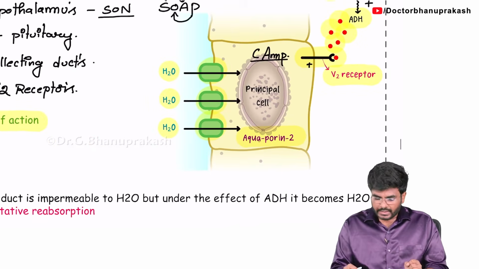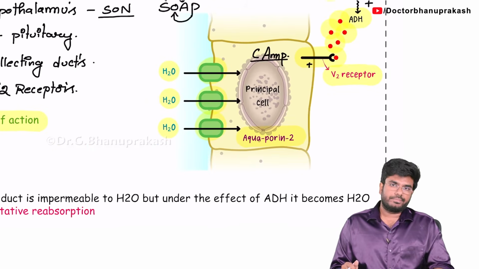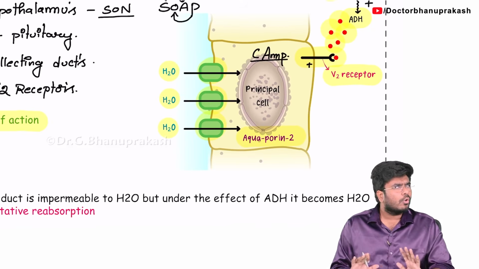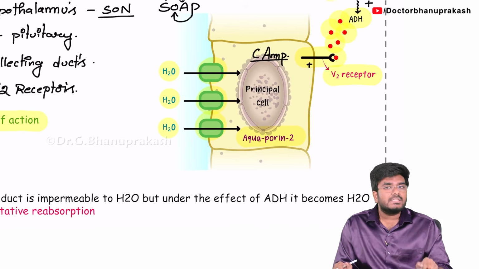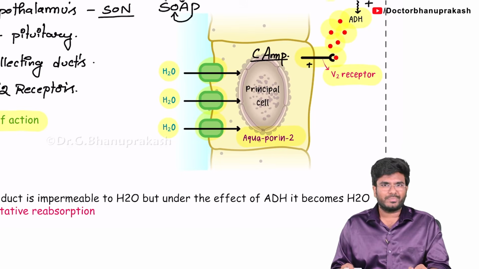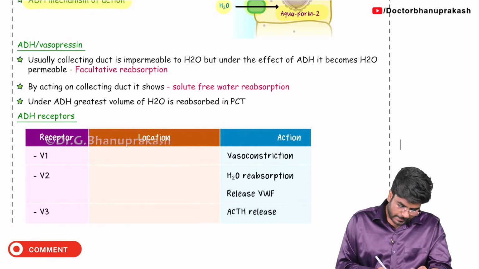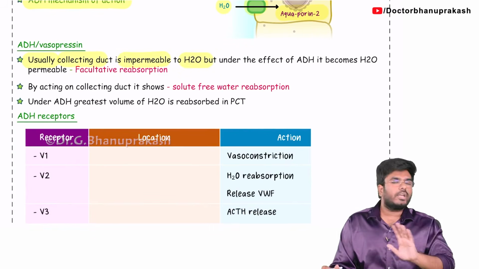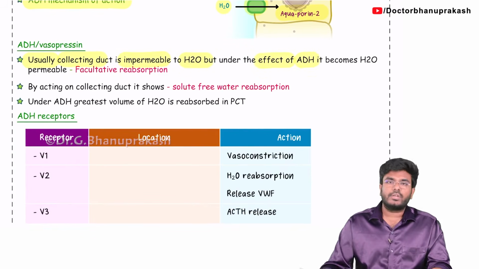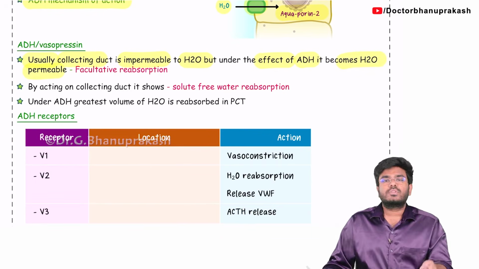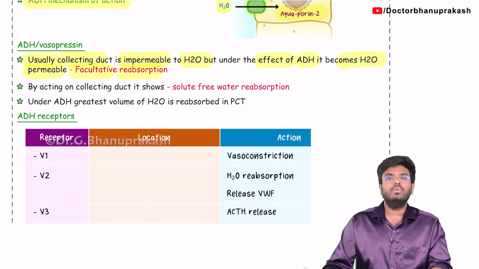Now, the collecting duct is usually impermeable to water. It's not reabsorbing any water, but in the presence of antidiuretic hormone it becomes water permeable. Without ADH, no water reabsorption, but with ADH it becomes water permeable. Such type of water reabsorption is called facultative water reabsorption.